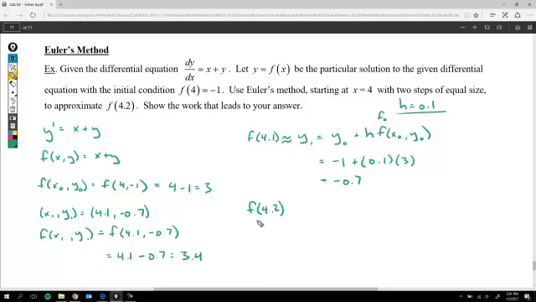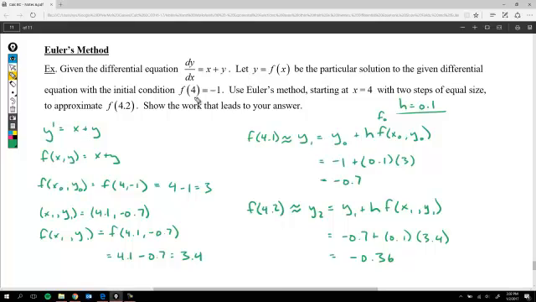Now I can move on to approximating f of 4.2, which I'm going to call y sub 2. So we go up a step. This is recursive, so it builds on it. Now instead of using y sub 0, I'm going to use y sub 1. h is always constant, and this time it's going to be f of x sub 1 and y sub 1. That's why we had to find that again. So y sub 1 is negative 0.7. My step size is constant, and f of x sub 1, y sub 1 we found was 3.4. You do the math, you get negative 0.36, and that is my estimate.